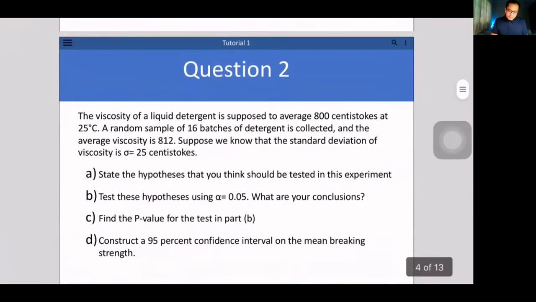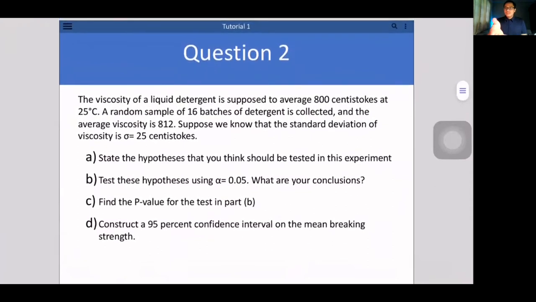Question 2. Now, let's see if you know already: is this a Z test or a T test? So let's read. The viscosity of a liquid detergent is supposed to be 800 centistokes. At 225 degrees Celsius, a random sample of 16 batches of detergent is collected. How many? Just 16. And the average viscosity is 812. So the average viscosity is already known, which is more than the required average, which is 800. What is the average viscosity? 812. What is the mu? 800, which is less, right?